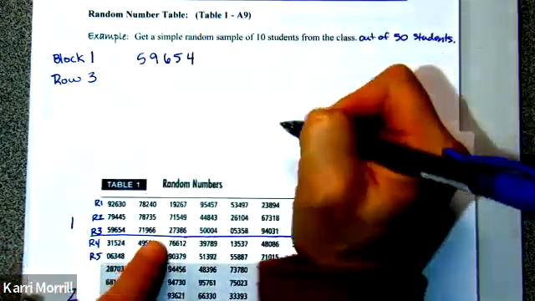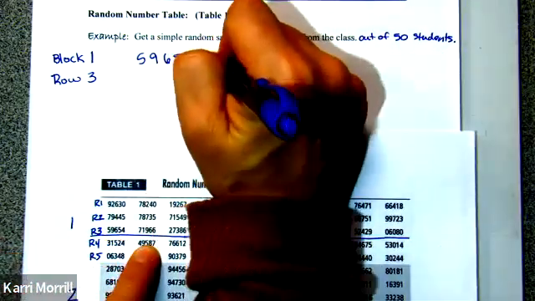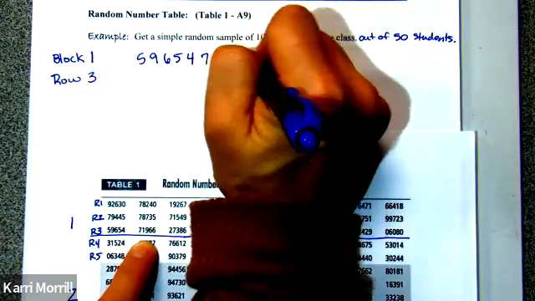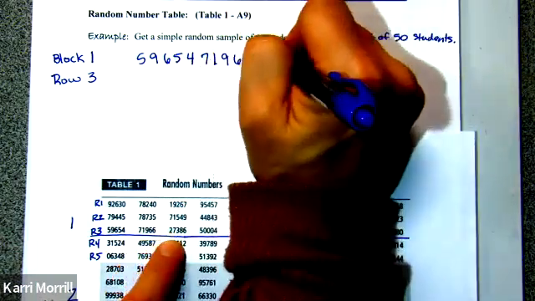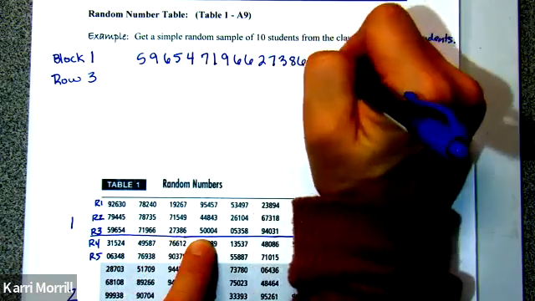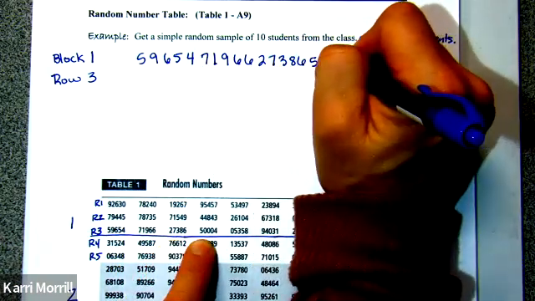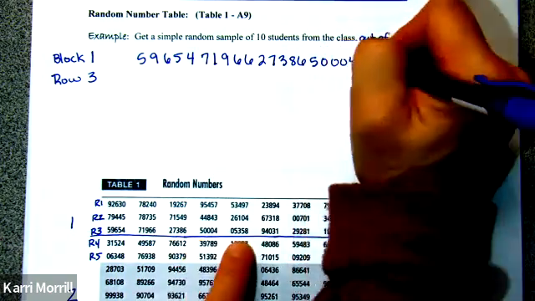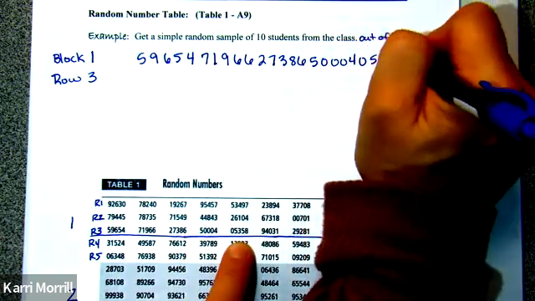654, that's from this table. 71966, 27386 and maybe 50004. I'll do one more and then 05358.